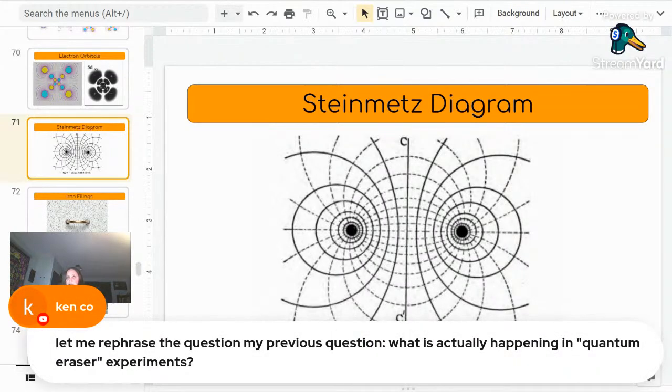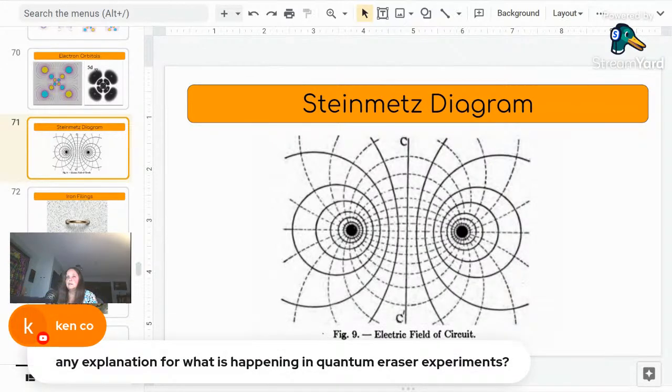Okay, let me rephrase the question. My previous question was actually happening in the quantum eraser experiments. So did I miss a question from Ken? Oh, any explanation for what's happening in the quantum eraser experiment? Well, I'm not really that familiar with this experiment. Off the top of my head, I know about it, but I'm not as familiar with that. So I'm not going to be able to answer that question, unfortunately.